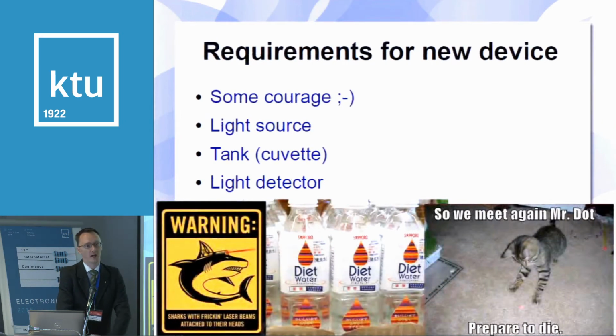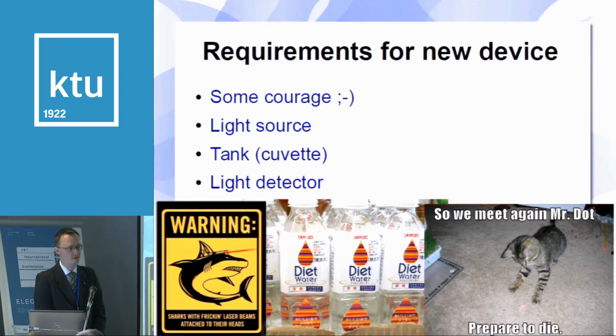So I was able to create requirements for a new device. First of all, I had to leave my safety zone to learn something new, to think outside my previous experiences, so I needed some courage, first of all. Then a light source, preferably a laser, because lasers are fun, lasers have coherent light, lasers are easy to couple into a narrow beam. Then a tank, a cuvette, well, something better than a plastic bottle. A spectrophotometric cuvette would be the best. And finally, some light detector. As you may guess, cats are the best detectors of laser spots, but we need something more reliable. I mean, some optoelectronics.